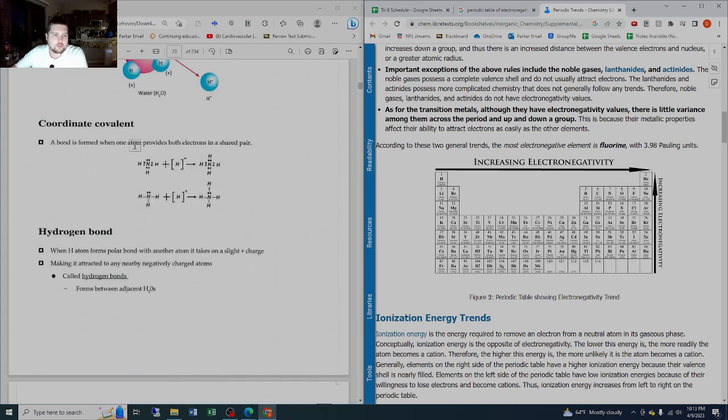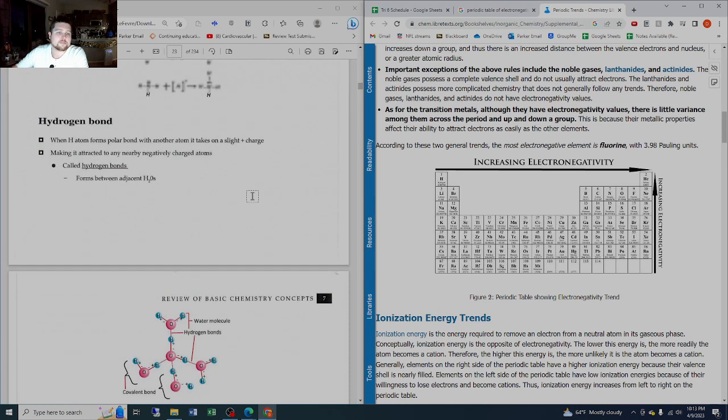Coordinate covalent: a bond is formed when one atom provides both electrons in a shared pair. This is just more going into the definitions. So if one of the atoms is providing both of the electrons, for example, the nitrogen has two spare electrons right here, and it's going to hold both of them. The hydrogen comes in, doesn't contribute any electrons, and binds in. That's what the coordinate covalent is talking about.